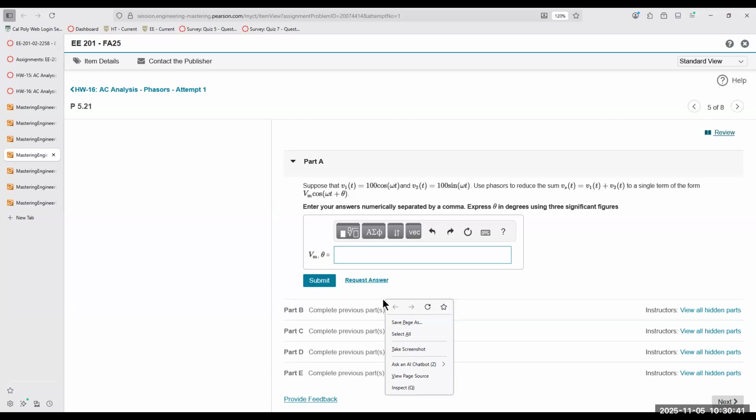Sine x is equal to cos of x minus 90. So we subtract 90 degrees. And so 100 sine omega t becomes 100 cos omega t minus 90 degrees. And so the first waveform is 100 angle 0. The second waveform is 100 angle minus 90. Okay. And now we perform the math.